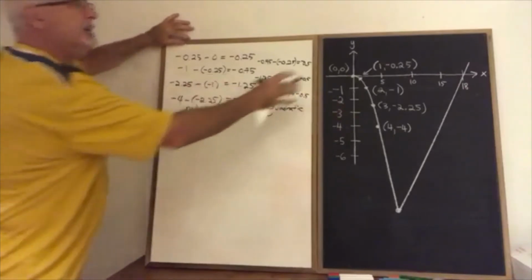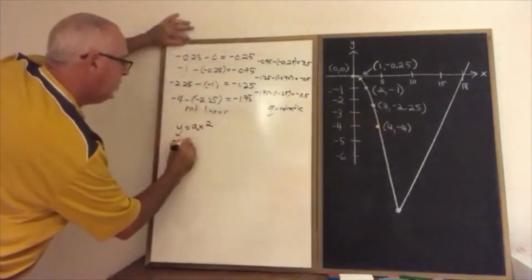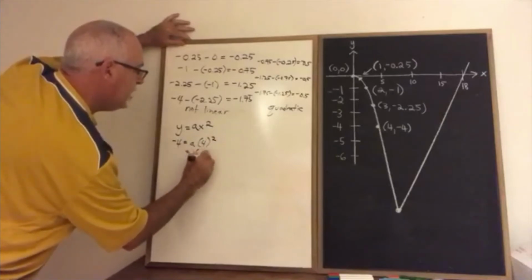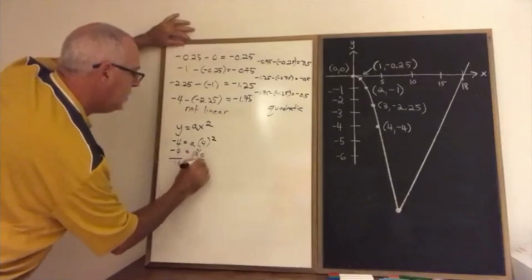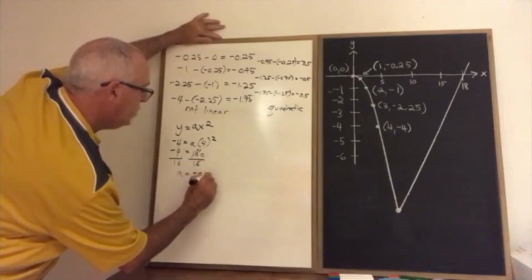I want to use a point that's easy to work with, so I'm going to use 4, negative 4. Negative 4 equals a times 4 squared, which is 16a. And then if I divide both sides by 16, a is equal to negative 0.25.